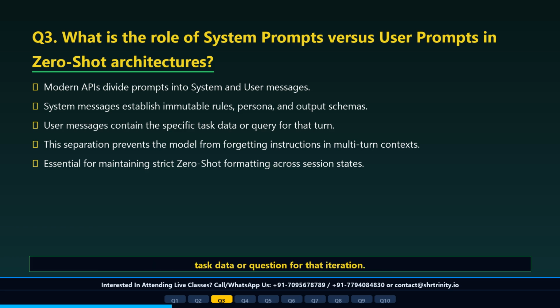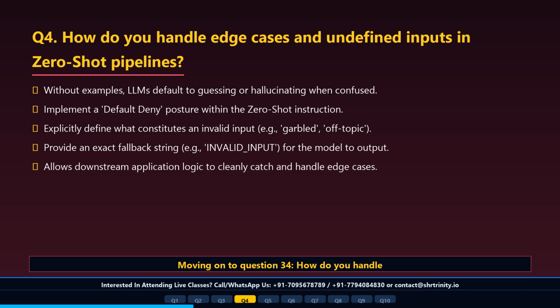For example, the system prompt says, "You are a JSON translator. Return only valid JSON. Do not converse." The user prompt simply says, "Translate this text to Spanish." This architectural separation ensures that the zero-shot constraints remain dominant across multiple API turns, preventing the model from forgetting the rules. Moving on to question 34, how do you handle edge cases and undefined inputs in zero-shot pipelines?